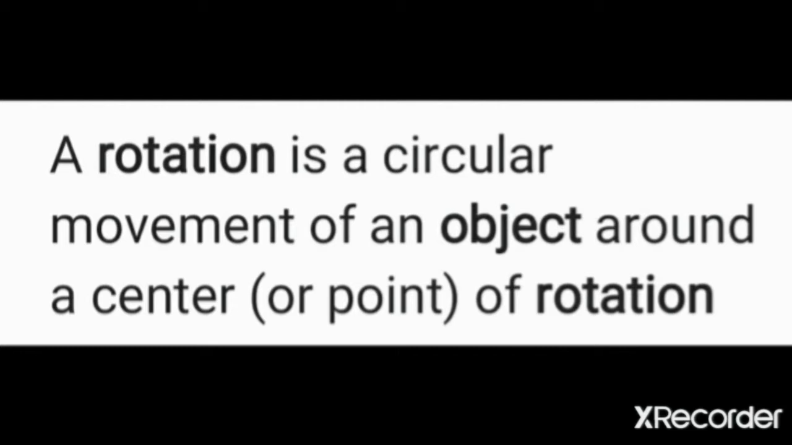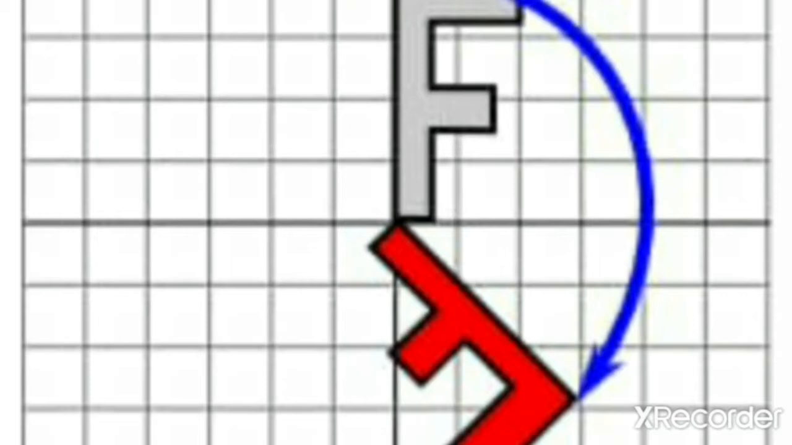What is a rotation? A rotation is a circular movement of an object around a center or point of rotation. You can understand this through a simple example. Here letter F is rotated. घुमाया हुआ है ये letter.